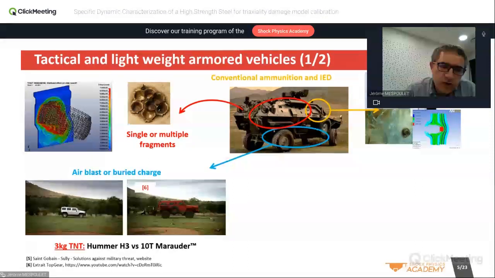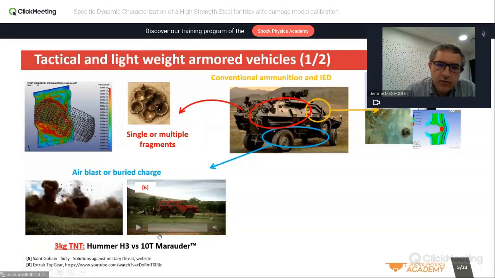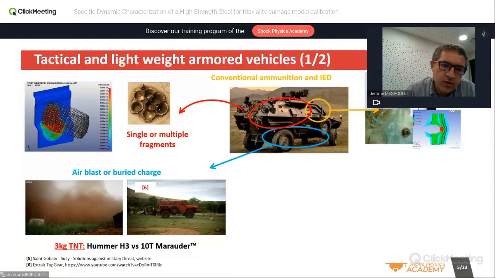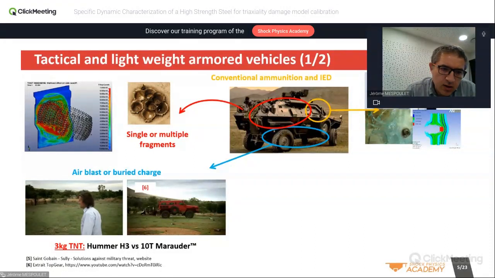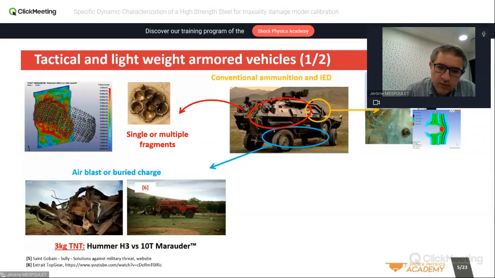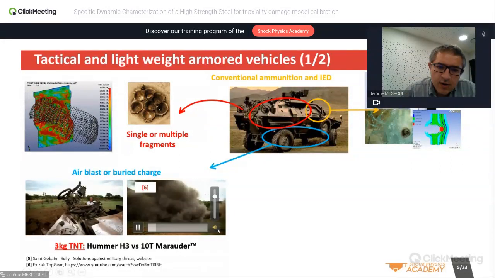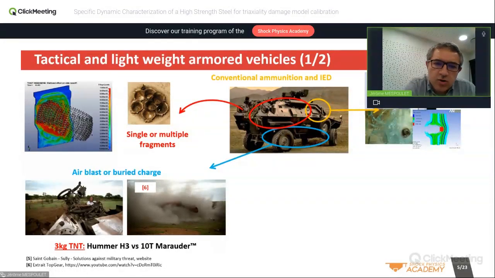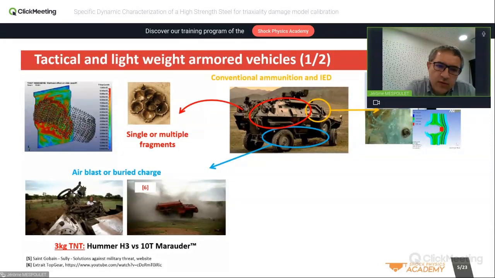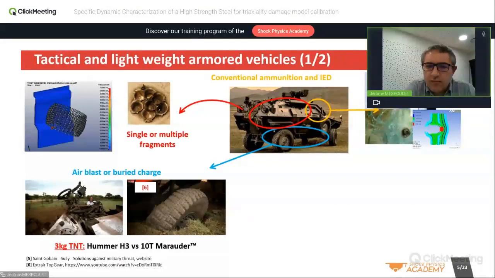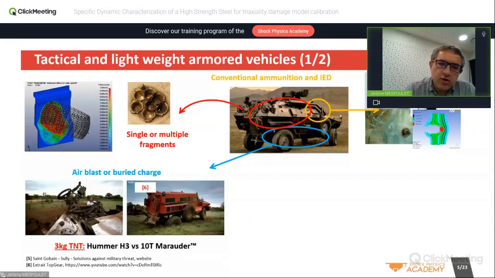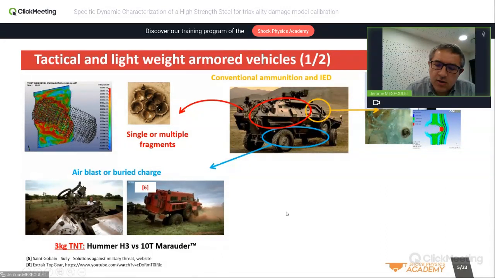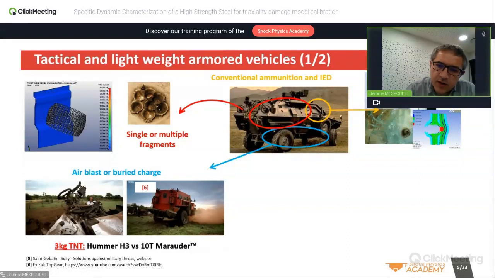And to finish, I will show you some examples of what happens with air blast and buried charge. On the left, you see what happens to a Hummer with 3 kilograms of TNT below. You see it's completely destroyed, and this is a vehicle that is already dedicated to military application. So you have some solutions for the same threats to have some protection below to damp the energy, and so to allow the soldier afterward to exit the zone and to be protected during this huge event.